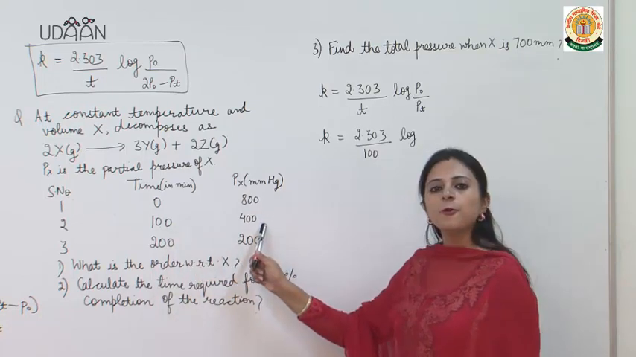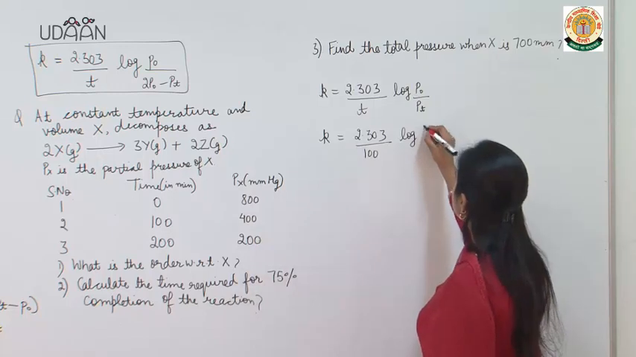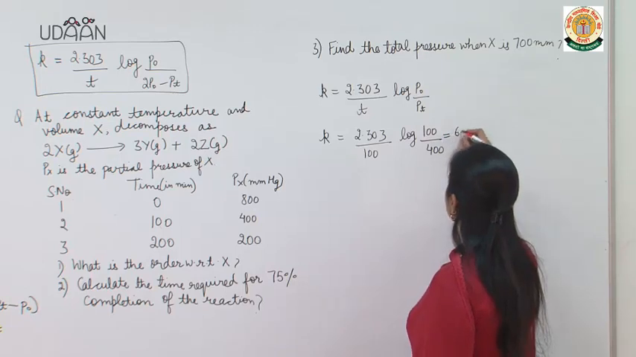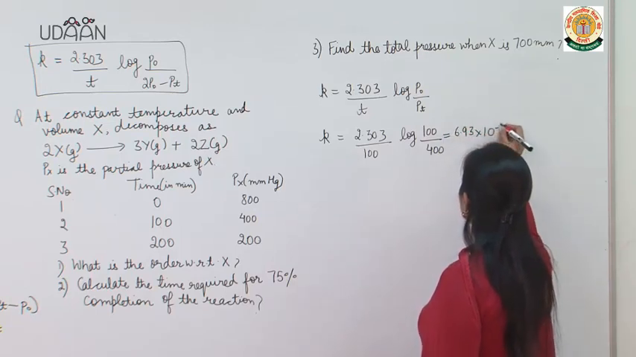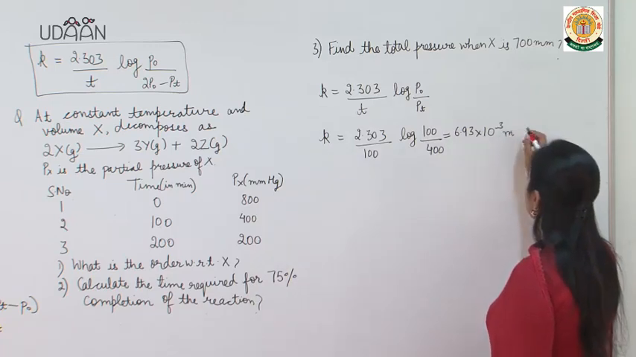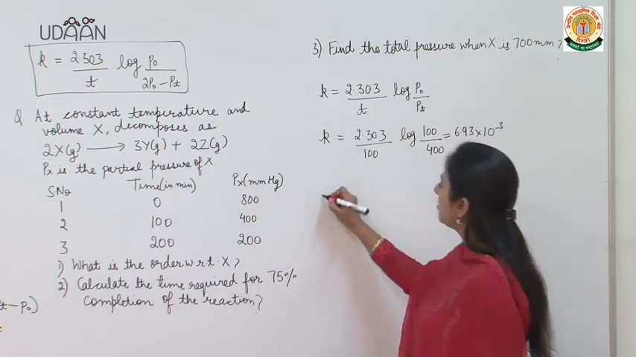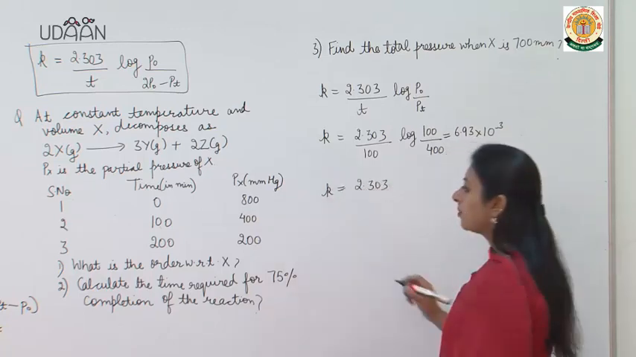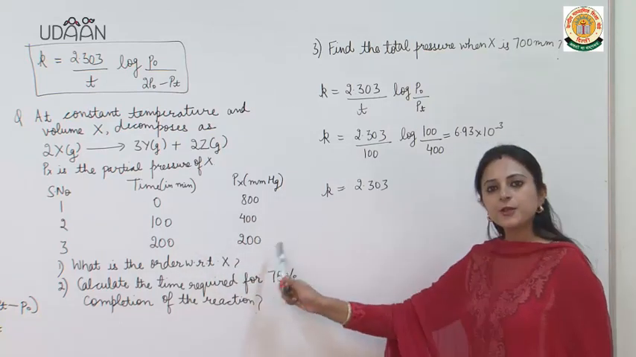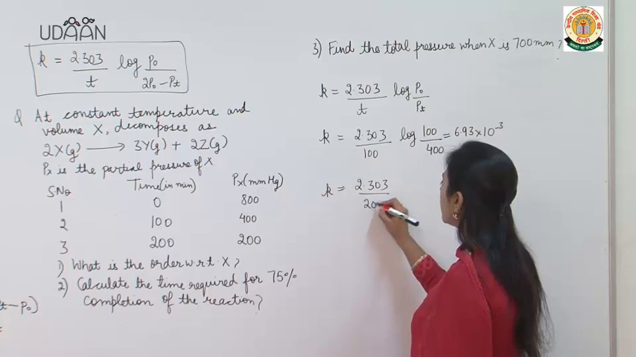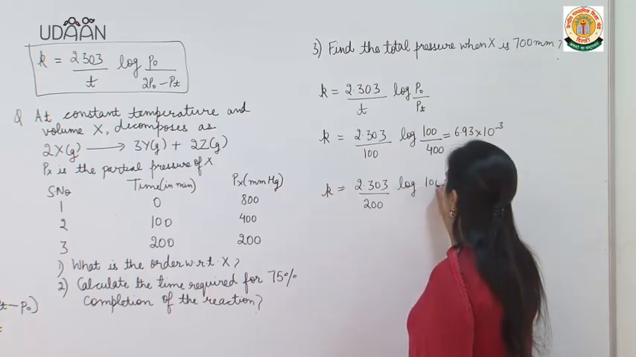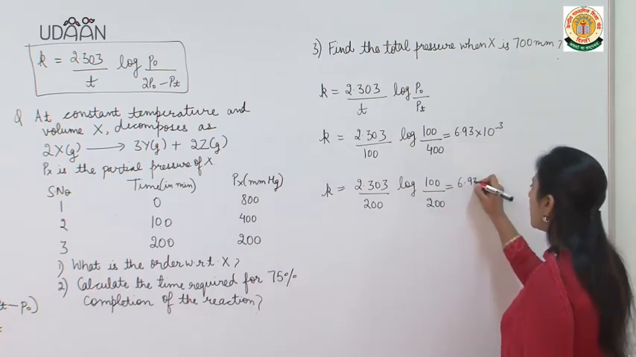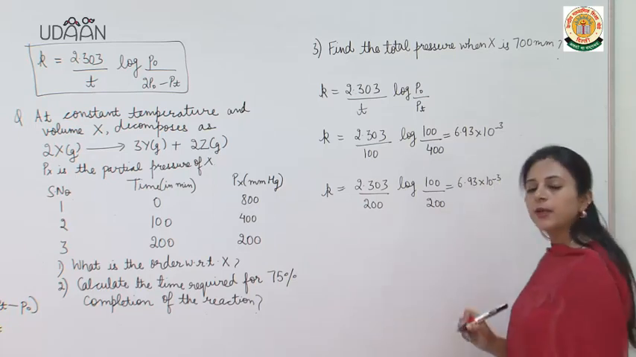100 मिनट्स पे मुझे 400 प्रेशर दिया हुआ है, तो मैं इसको यहाँ सब्सटीट्यूट कर दूँगी और मैं जब K कैलकुलेट करूँगी, it will come out to be 6.93 into 10 to the power minus 3. और ऐसे ही जब मैं यहाँ पर सब्सटीट्यूट करूँगी, मुझे 200 मिनट्स पे कितना प्रेशर गिवन है? It is 200. तो if I substitute, इनिशियल प्रेशर तो मेरा सेम ही रहेगा, and when I calculate again I will get the same answer, 6.93 into 10 raised to the power minus 3.